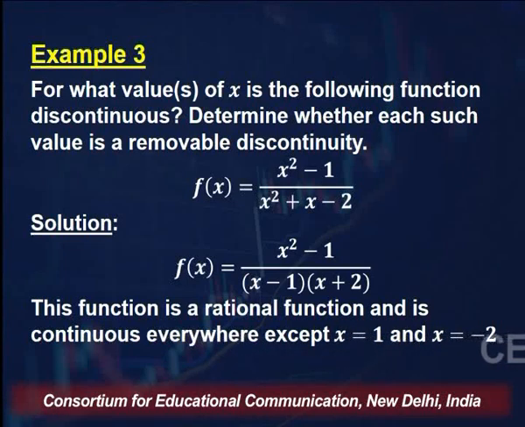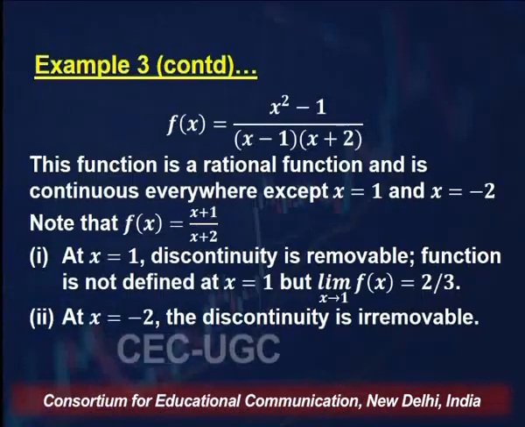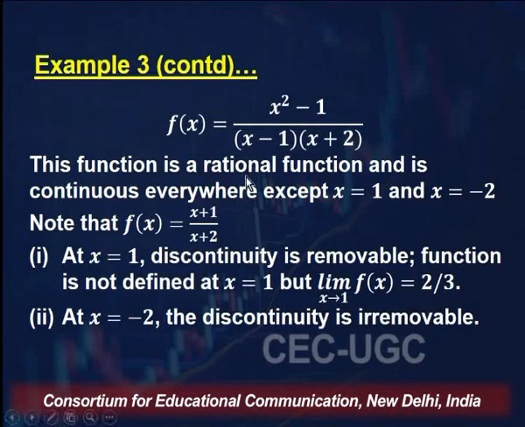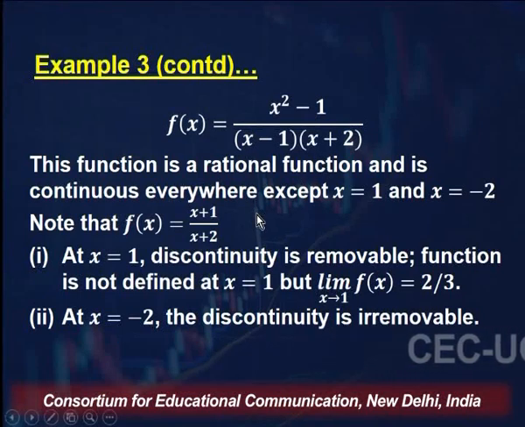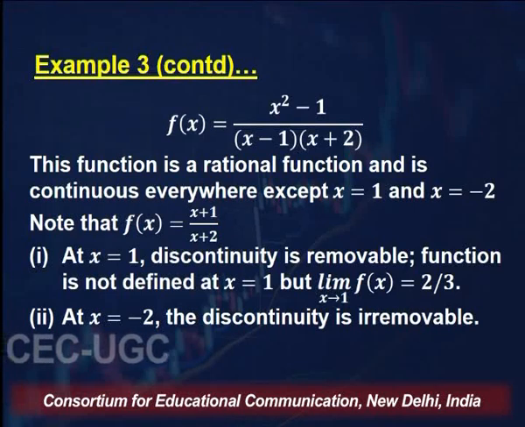Now for that, first of all, note that you have a common factor in this function. You can write x squared minus 1 in the numerator as x minus 1 times x plus 1, and you can see that the x minus 1 terms will get cancelled, so that you can write this function as x plus 1 divided by x plus 2.